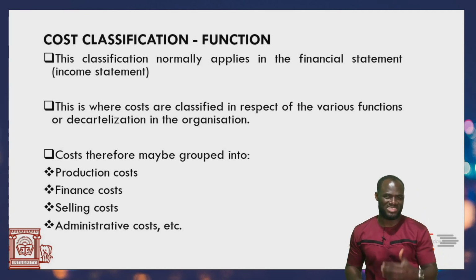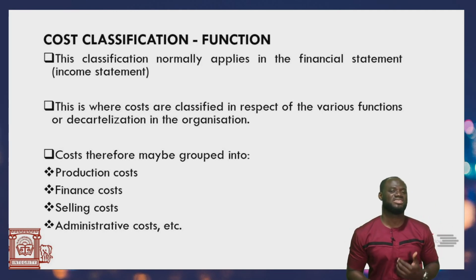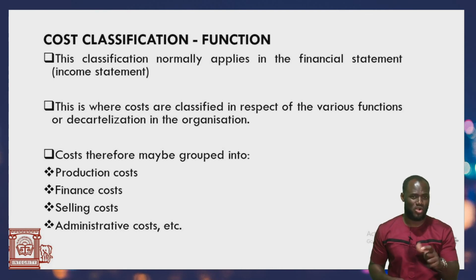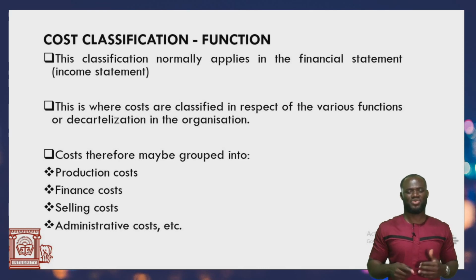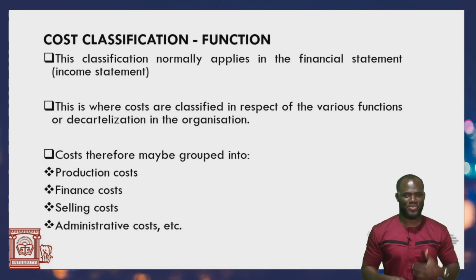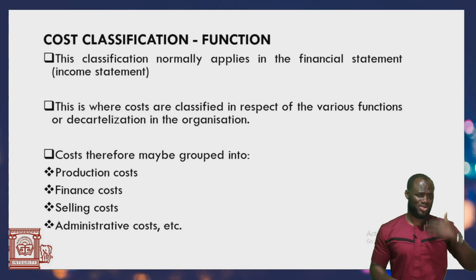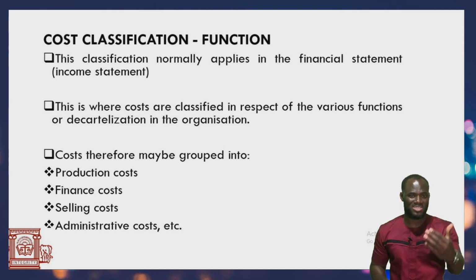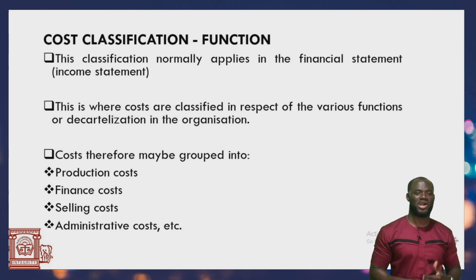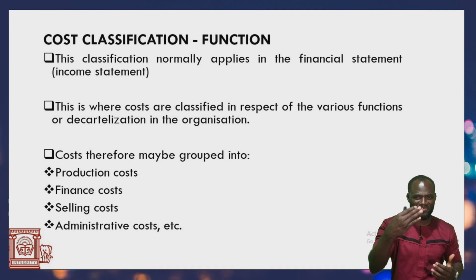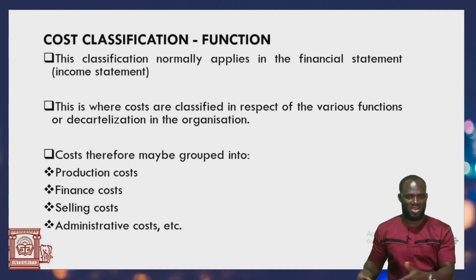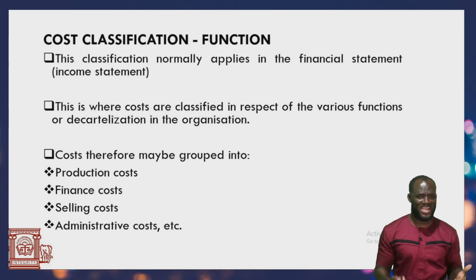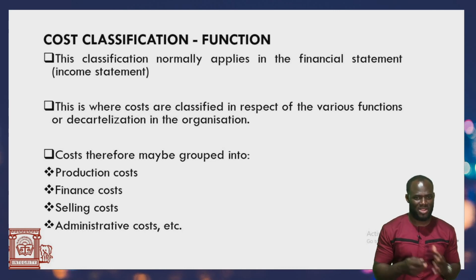Now, let's look at the other classification by function. You're looking at functional classification in terms of the company setup, company departmentalization. And oftentimes, the classification by function will only be seen in the income statement structure. So you realize that when you prepare your income statement, you're going to have, let's say, your production cost, the cost of sales, selling expenses, finance costs, administrative costs. That's the functional classification. It depends on how your company is set up and subdivided into various departments or functions. So those are examples of cost classification by function: production, finance, administrative, selling costs. That's how I'm going to do the classification.